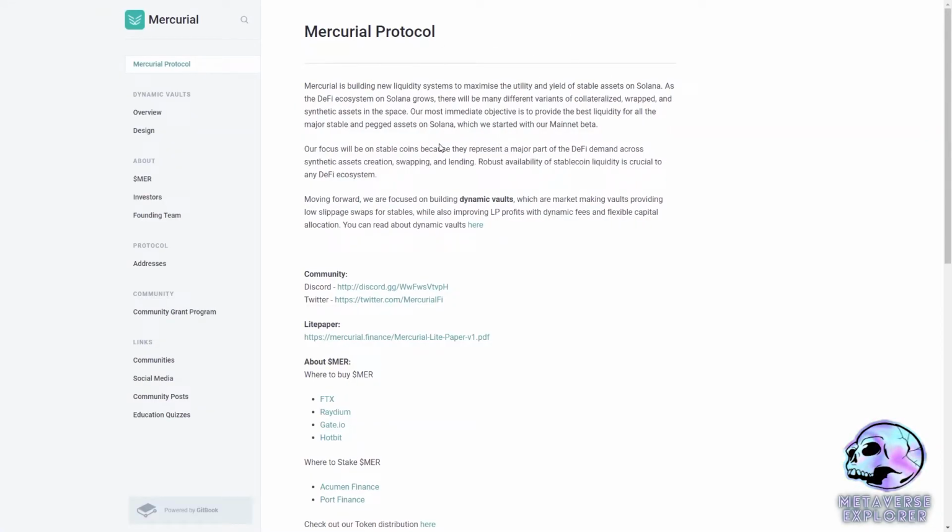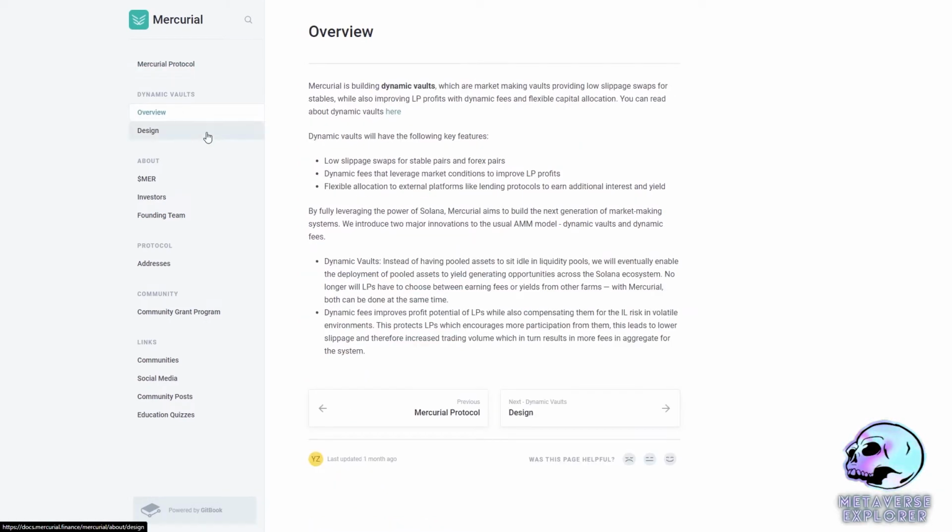Mercurial is a stable pool, really. It's building a new liquidity system. And how do they do that? They use dynamic vaults. So what does that actually mean? They want to give you low slippage. The fees are very good, and it gives you composability. So you can use these tokens that you get in these pools and go to other lending protocols to earn additional interest and yield. Okay, sounds good. I'm happy with that. Let's have a look at the Mercurial token.